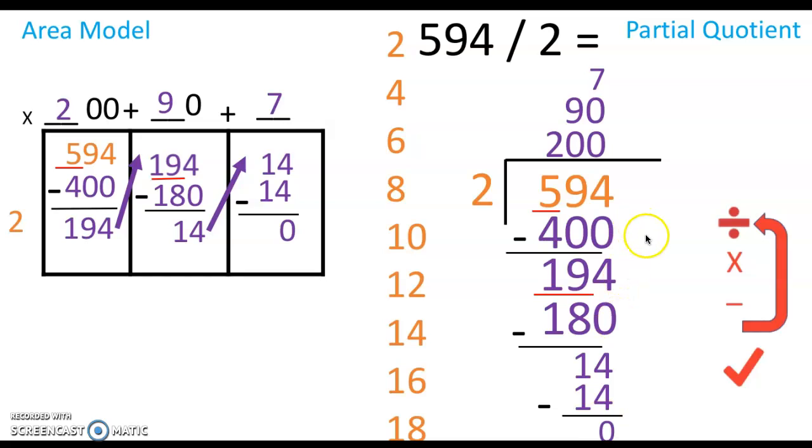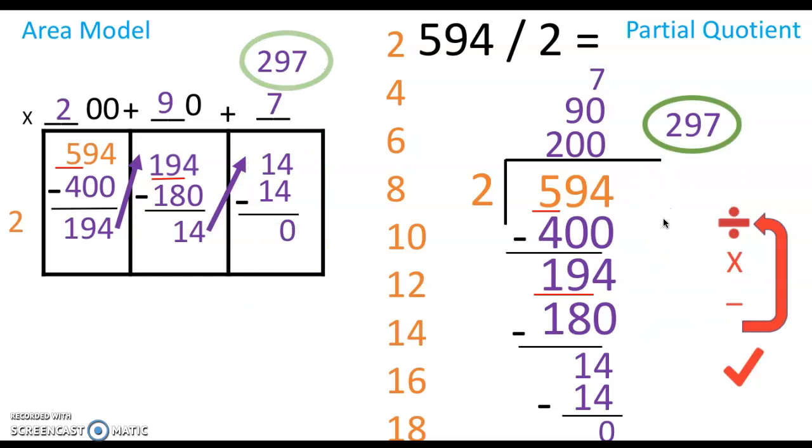No, we don't. Remember, our answer comes from right up here at the top. 200 plus 90 plus 7, or think you have a 2 in the hundreds place, a 9 in the tens place, and a 7 in the ones place, giving you an answer of 297. Good job. Erase that and let's try another one.